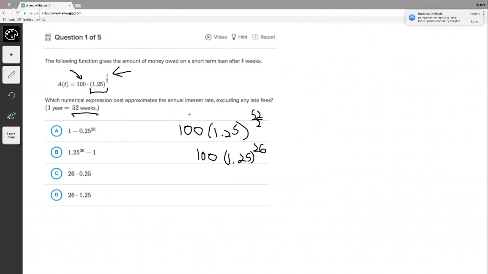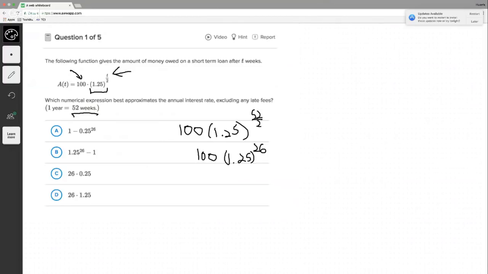So we got 52, so the 26th, 330. And this is what's throwing me off. Why do we have this minus 1, right? Because otherwise I would choose this one. I would say 1.25 to the 26th. But why are they subtracting 1? And this is 1.25. But then again, they've got the 1 on here, and that's also off. The annual interest rate.